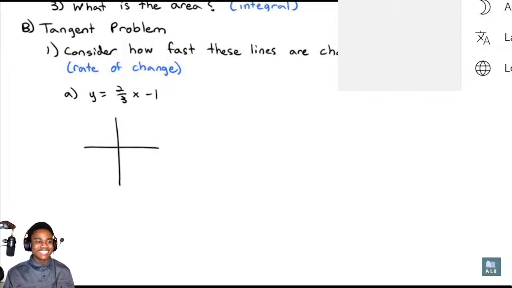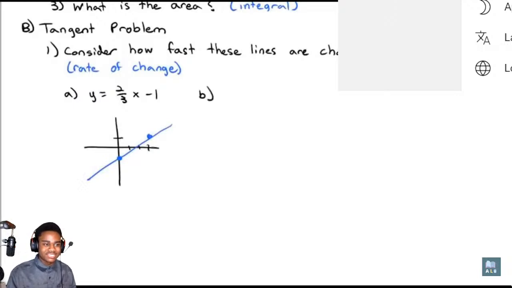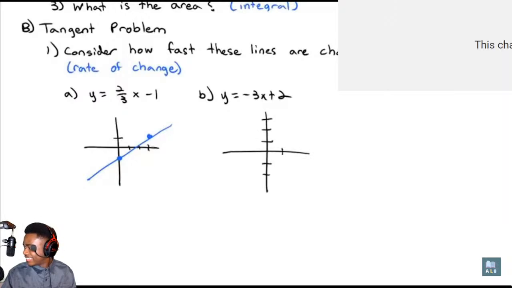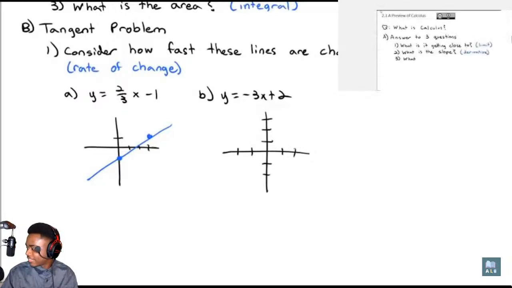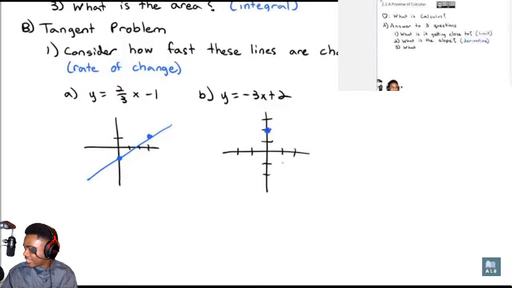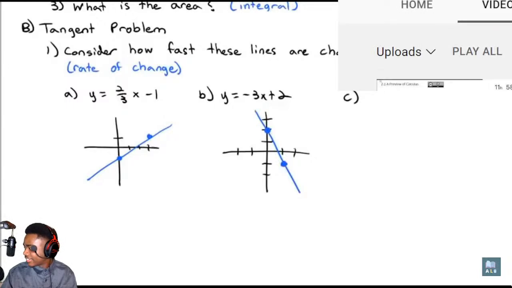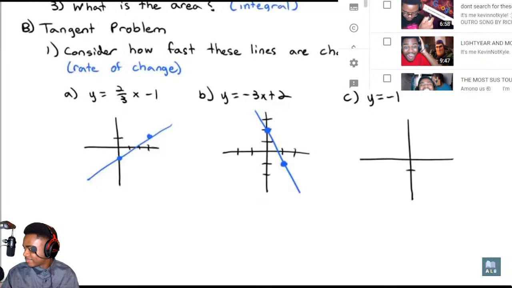And this graph has a y-intercept at -1. And it'll rise 2 and run 3. Right. Rise 2, run 3. The second graph we're going to look at is y equals -3x plus 2. And so that graph has a y-intercept at 2, and it slopes down 3 over 1. And it looks like this. And the third graph we're going to look at is y equals -1. And that's just a flat line right at -1.